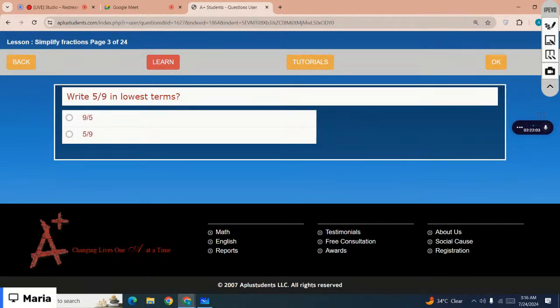Okay, right. 5 over 9 in lowest term. So which is the correct option? Yes, the 5 over 9 is already in the lowest form, right? The correct option is 5 over 9.